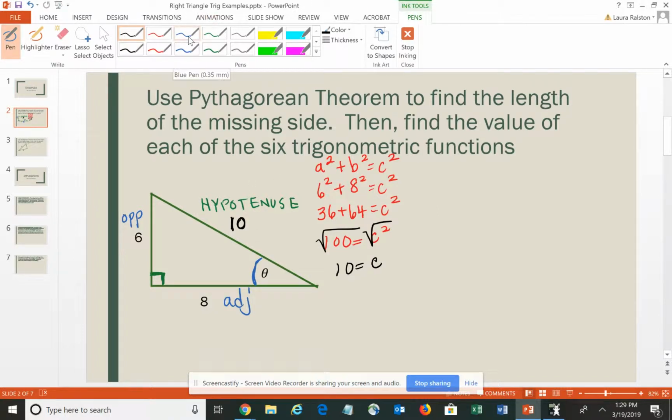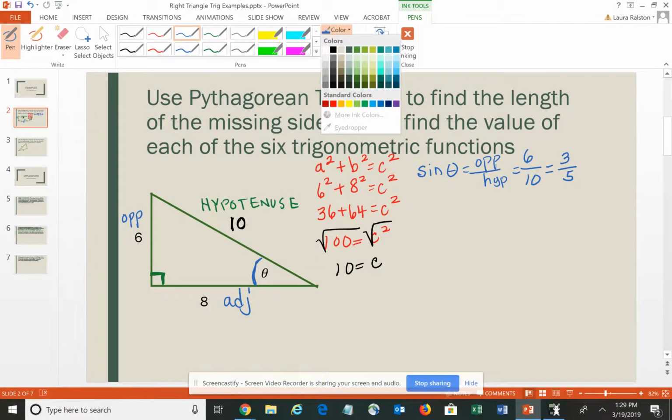Once I have determined the hypotenuse, I then want to find my 6 trig functions. It doesn't matter which one you begin with. We tend to start with sine. So sine of theta is opposite over the hypotenuse. So we would have 6 over 10, which is a fraction, and you should always simplify a fraction. So 6/10 simplifies to 3/5.